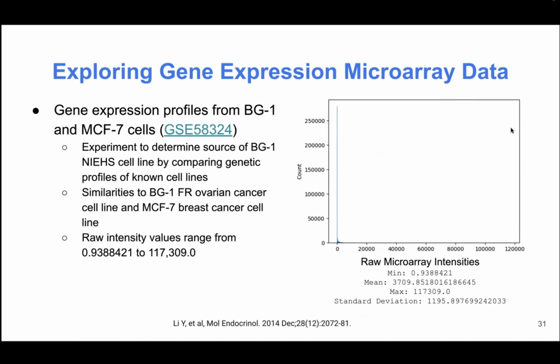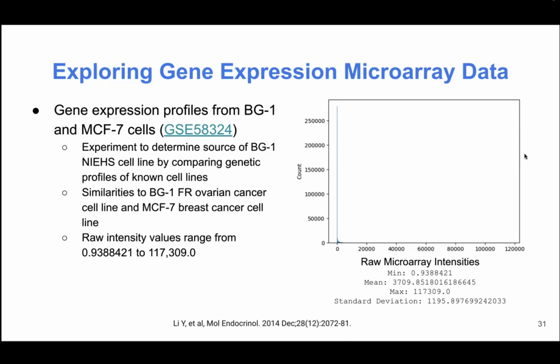So we'll be taking a look at microarray expression data from this GEO study, 58324, which is comparing gene expression profiles from a BG1 NIEHS cell line that was believed to be derived from the BG1 cell line, but the researchers actually found it had more similarities to the MCF7 breast cancer cell line rather than the original ovarian cancer cell line.